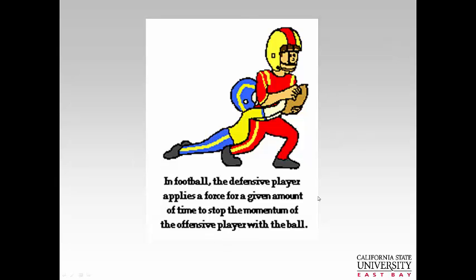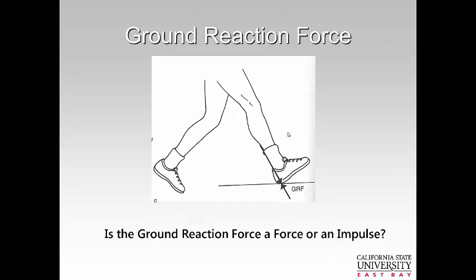In football, okay, so this is another kind of silly view of impulse. If this player applies force for a long enough time, they will stop the momentum of the offensive player, right? So either they can hit them with force over time, or they can just hold on and apply their body weight over a long period of time, get dragged across the field, and eventually, potentially, stop this player. And this is also the ground reaction force, but it's technically an impulse.